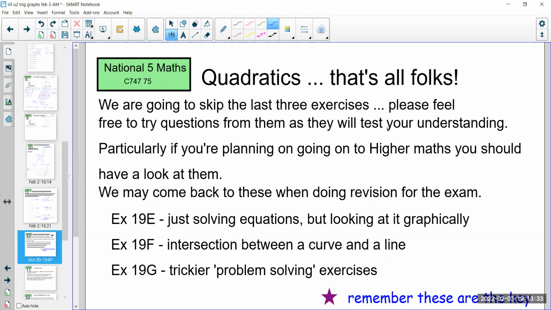Okay, so quadratics, we've done quite a lot on quadratics. There is some revision. When we're doing revision for the exam, you're probably going to touch on these: Exercise 19E, 19F, 19G. They are the trickier problem-solving ones. If you are trying to get through them and you're struggling, let me know. I've been through them, so I can give you the solutions or walk you through them, but you can keep them for the revision before the exam, okay?